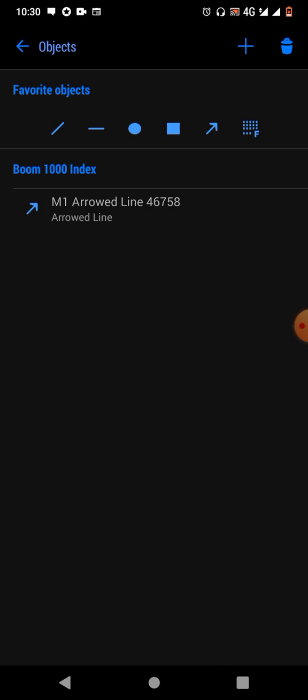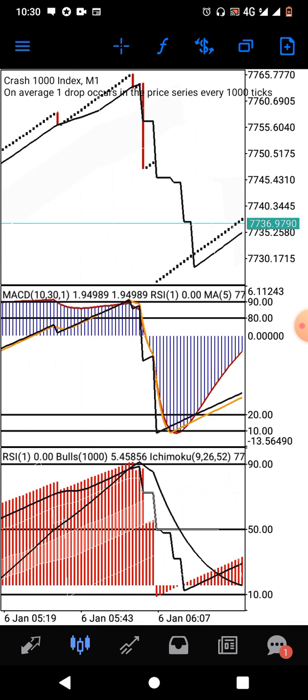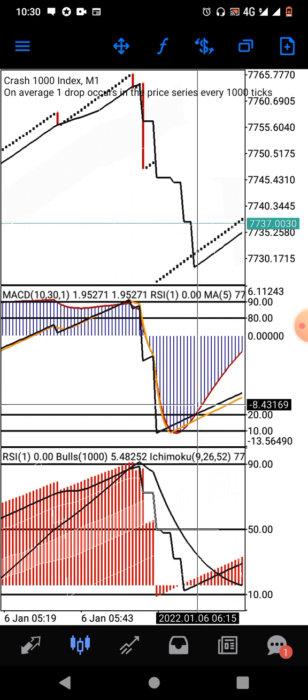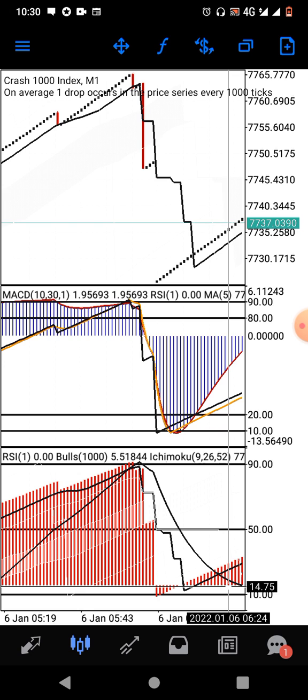Here again is another setup. Okay, guys. Here again is another setup. We have a crash to this level. You can see also to this level.